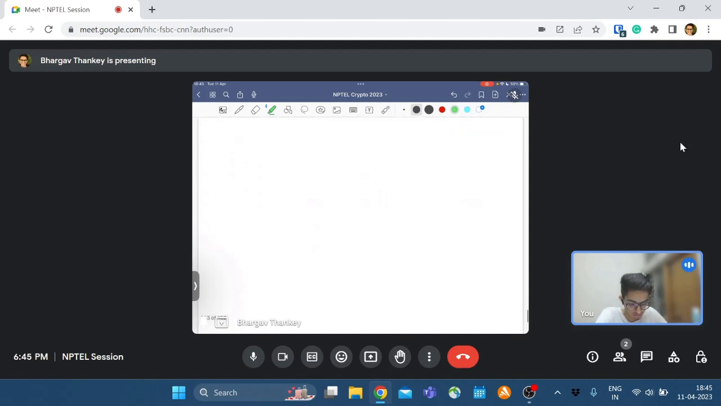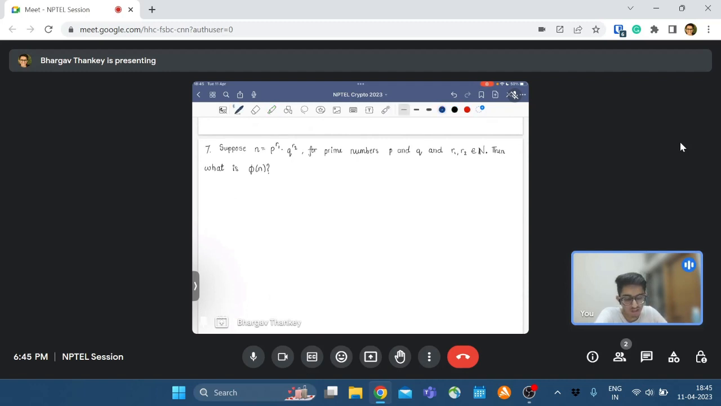Now let's look at the seventh problem. In this problem, we'll calculate Euler totient functions for numbers which are not of the form P times Q. So we know that the Euler totient function for a number of the form P times Q, where P and Q are both primes, is P minus 1 times Q minus 1. And in this problem, we are asked that if n equals P to the R1 times Q to the R2 for prime numbers P and Q and R1 and R2 natural numbers, then what is phi n?